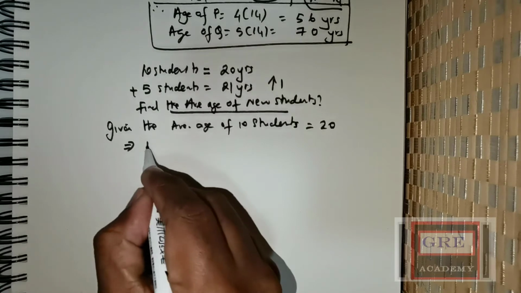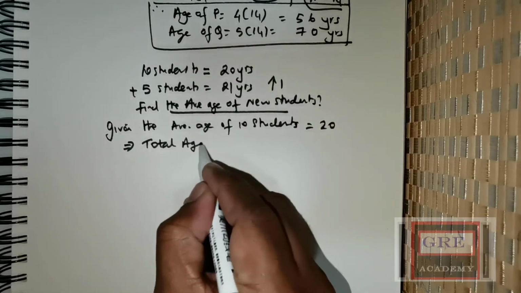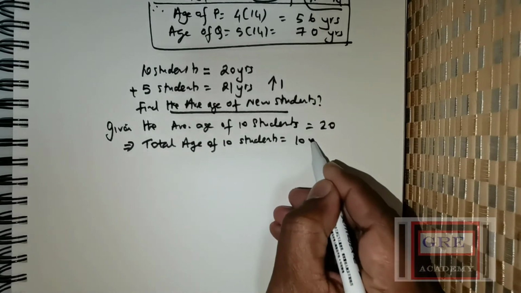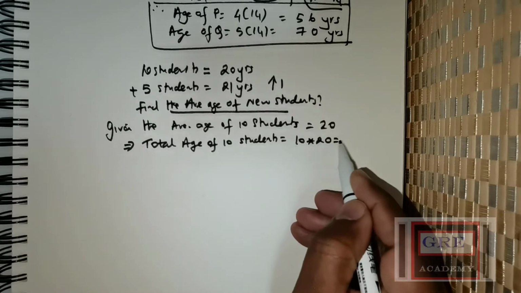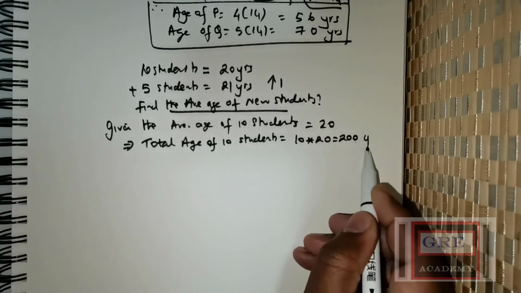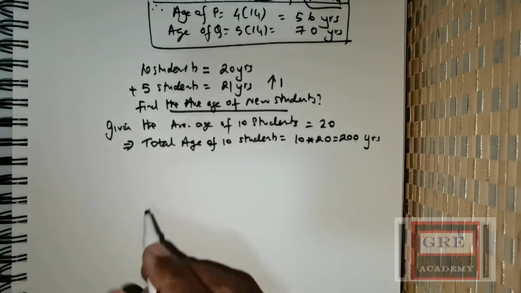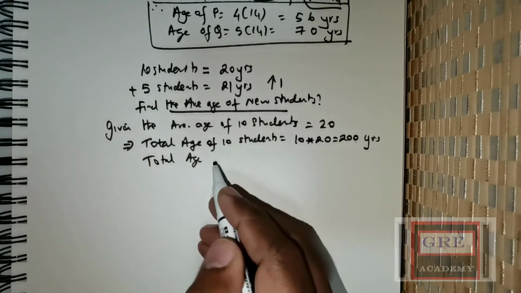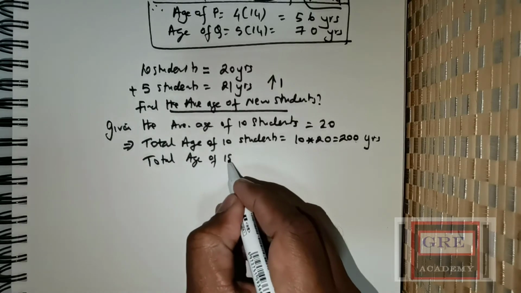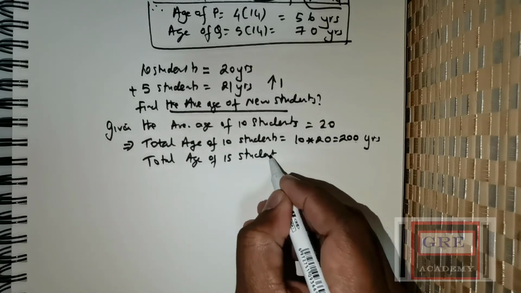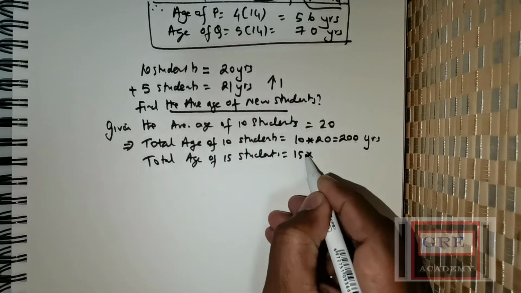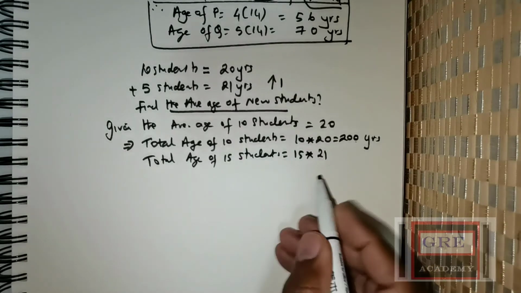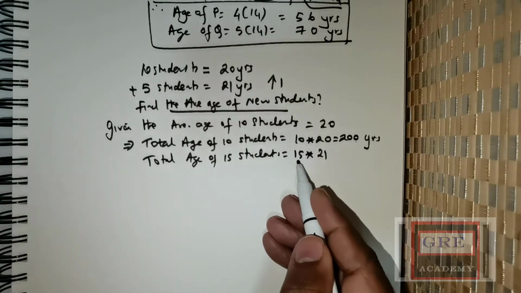So this means the total age of 10 students will be 10 multiplied by 20, that's 200. 200 years is the total age of 10 students. So now we have got 15 students. The total age of 15 students is going to be 15 multiplied by the new average, since the average age goes up by 1 year, that means 21. So we have to multiply 15 students with 21.